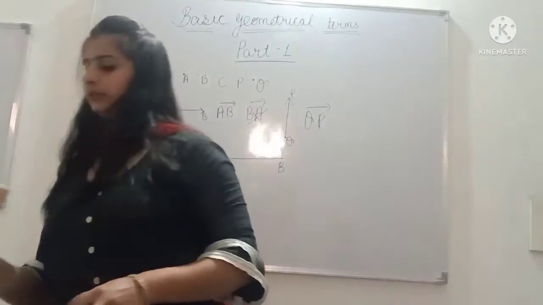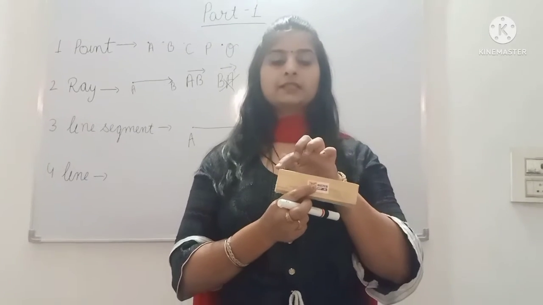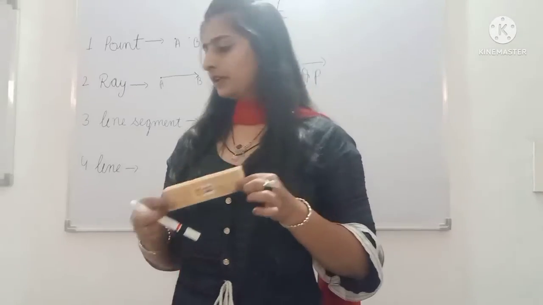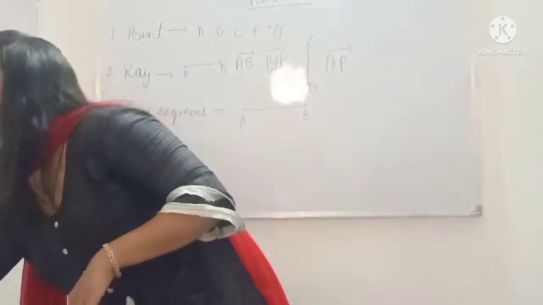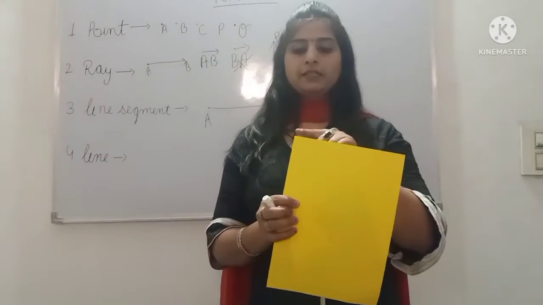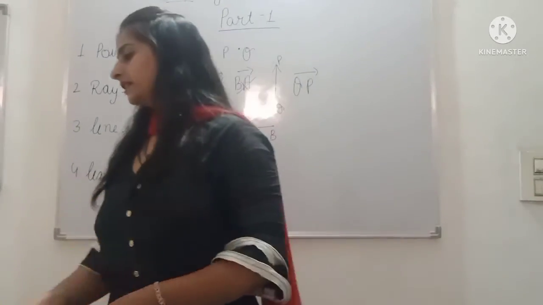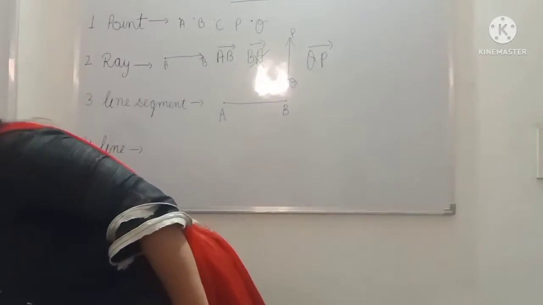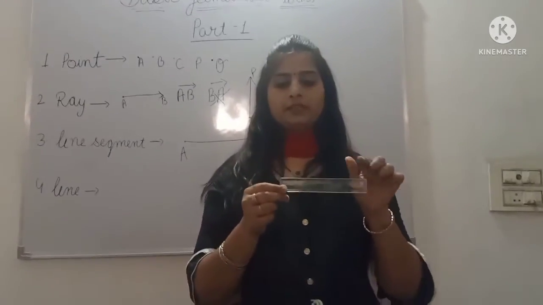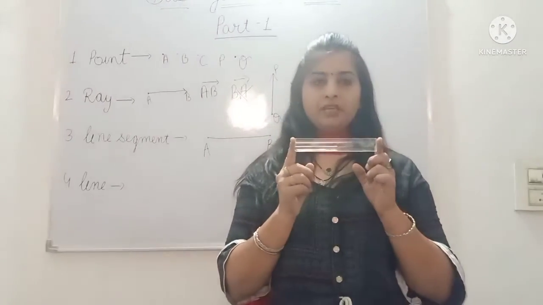For example, take this duster. It has two endpoints, a first endpoint and a second endpoint. So the edge of this duster is an example of a line segment. Another example is one edge of this paper, first end and second end. This is an example of a line segment. We can also take a scale as an example. It has one endpoint and another endpoint. This is also an example of a line segment.